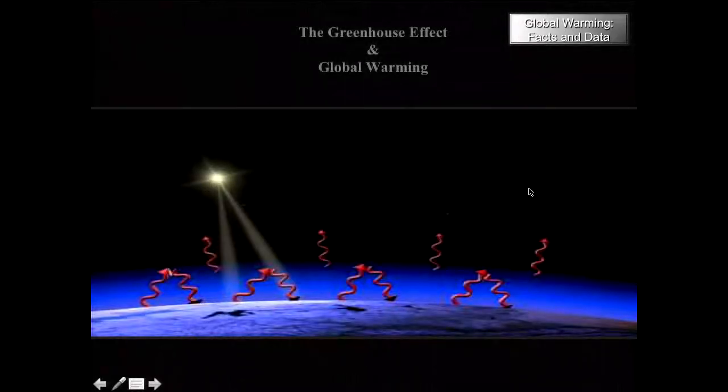And here's another graphic showing the same thing. There's the sun, heats up the Earth. Much of the infrared light would be leaving the Earth, having come from the warmed up Earth, but some of that infrared light hits a molecule, gets absorbed, and sent back to the Earth, making the Earth a little bit warmer than it would have been.